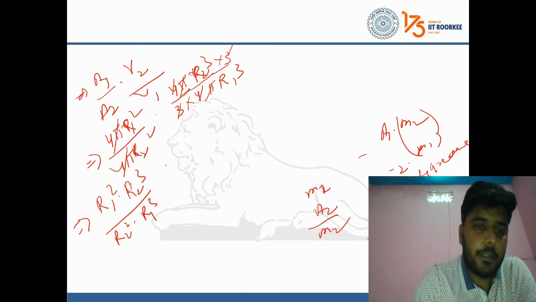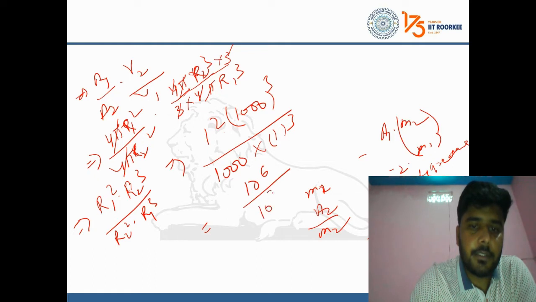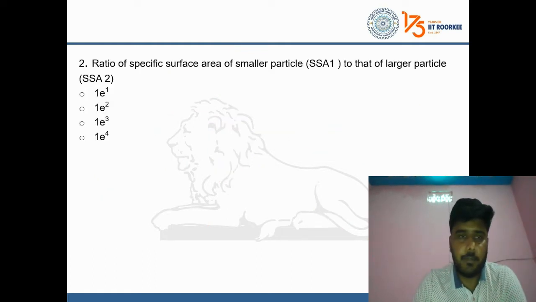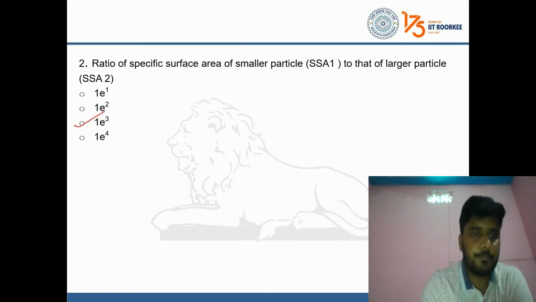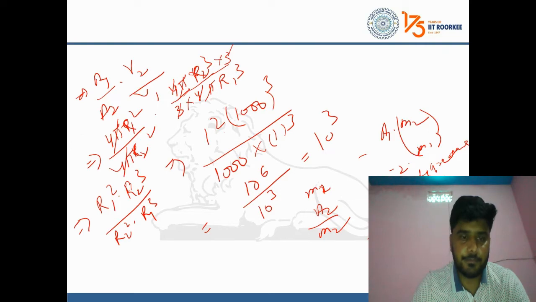Okay, so R1 is 1 nanometer, 1 square. R2 is 1000 whole cube divided by R2 is 1000 into 1 whole cube. That is 10 raised to 6 by 3, that is 10 raised to power 3. That will be the right answer. So third option will be the correct one. Okay.